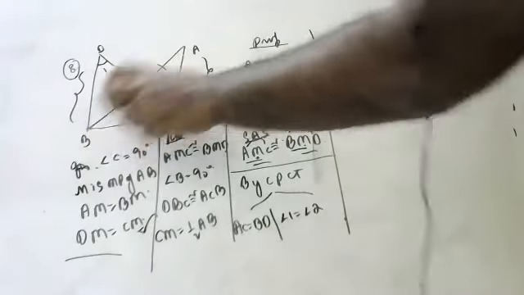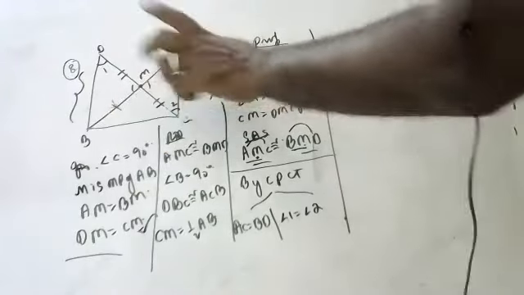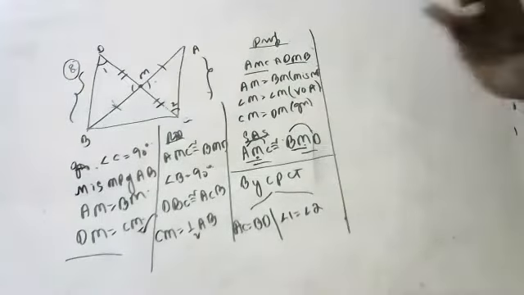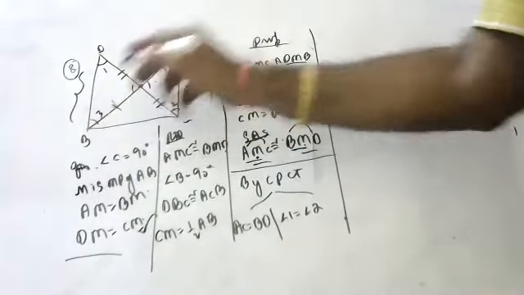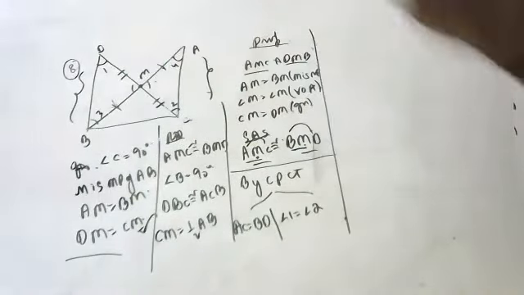If you want, angle 3 is equal to angle 4, you can write. Since 1 and 2 are equal, compulsory, you should write like that only. If you want, you can write angle 3 is equal to angle 4. Why? When this and this sides are equal.